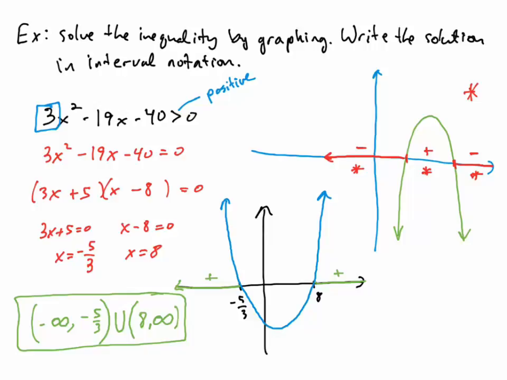If this inequality was less than 0, we would want to know where this is negative, and this parabola is negative in between those two x-intercepts.